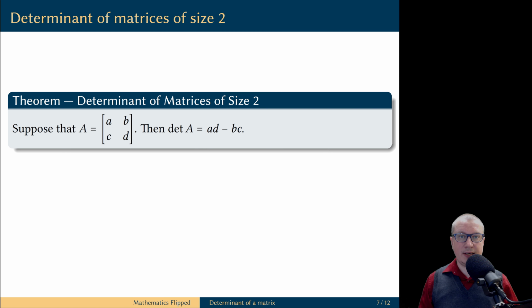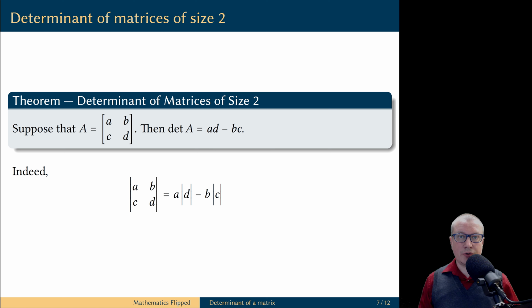Let's say A is a matrix of size 2, its entries are a, b, c, and d, then the determinant of A is given by the formula ad minus bc. This is just a direct application of the cofactor expansion formula.